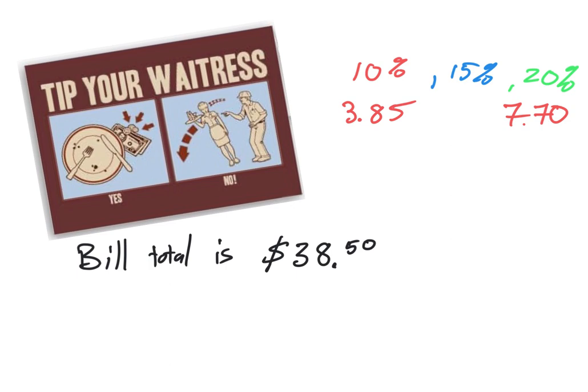Then you could do 15% either with a calculator, or you could take half of 3.85 and add them together to get your 15% here in the middle. I'll leave that up to you.